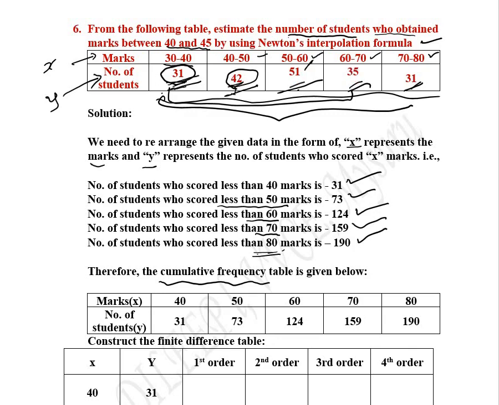So now I am rearranging the given data, where X represents the marks and Y represents the number of students. The number of students who scored less than 40 is 31. Less than 50 is 73. Less than 60 is 124. Less than 70 is 159. Less than 80 is 190. So this is how I am rearranging the given data.